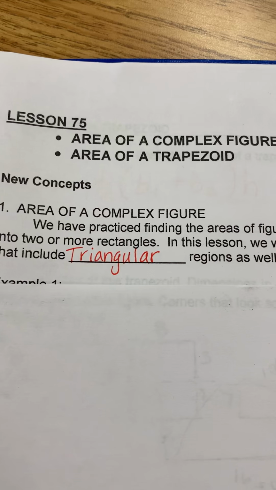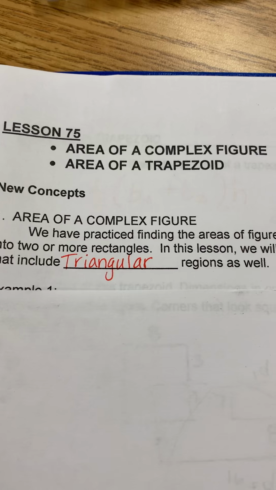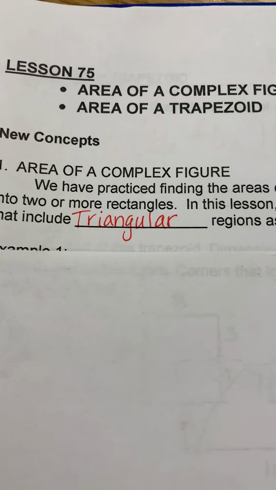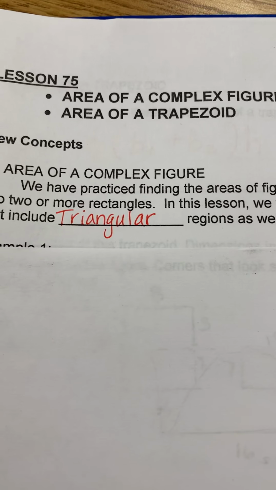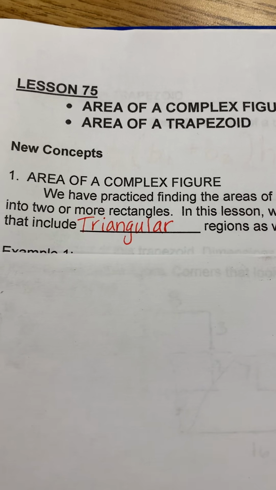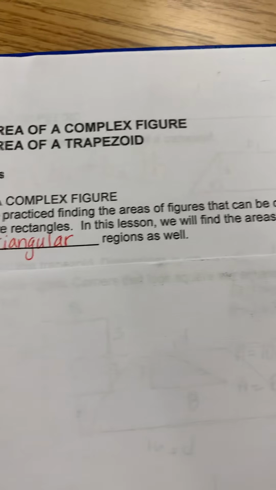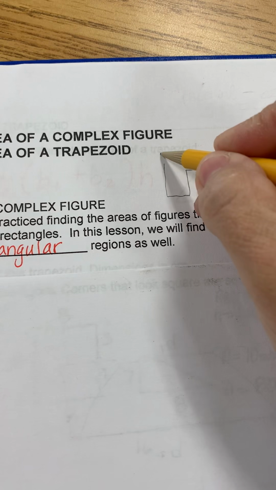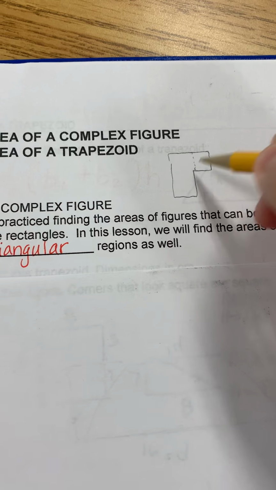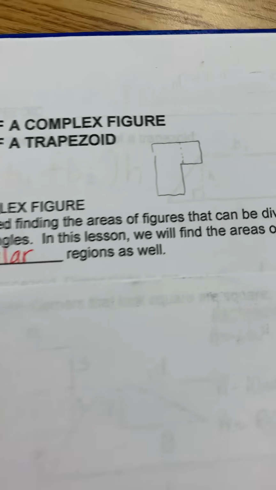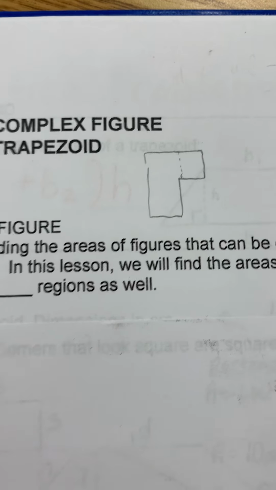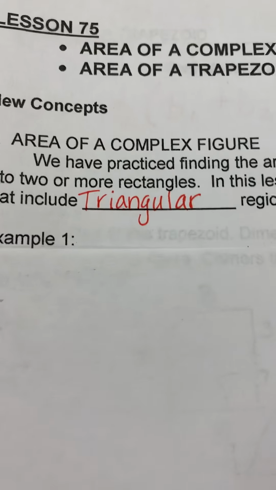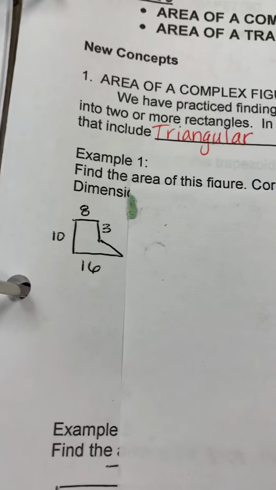Hi guys, today we're going to take a look at lesson 75, area of a complex figure and area of a trapezoid. So far we've practiced finding areas of figures that can be divided into two or more rectangles, so shapes that kind of look like this, where we could say, if I cut this into two pieces, I can find the area of both. Well, now we're going to do this with triangular regions as well. So let's get started. And you guys know the formulas for all of them, so it shouldn't be a problem.